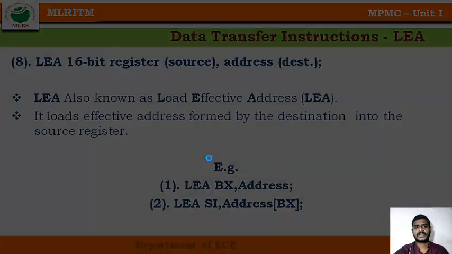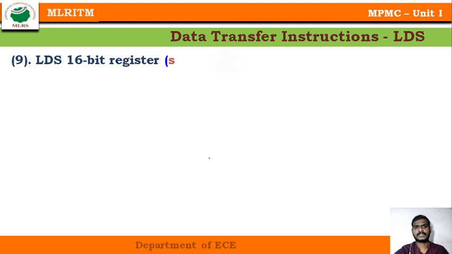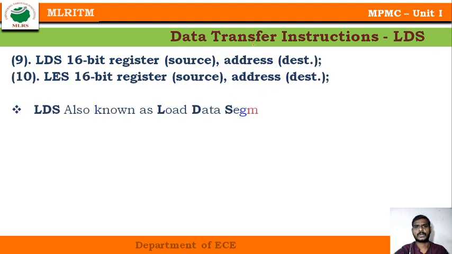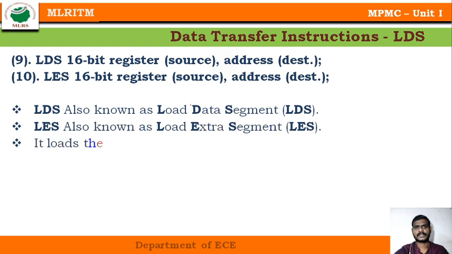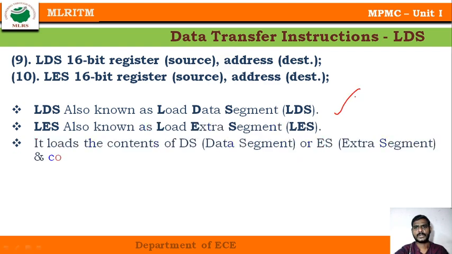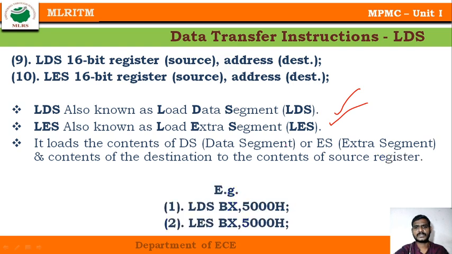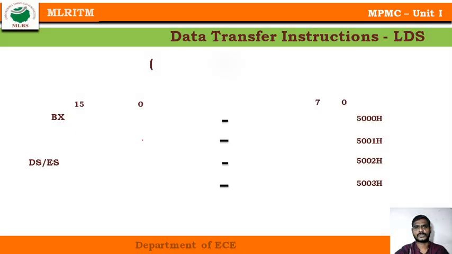Then we have the LEA instruction, which is load effective address, along with load data segment and load extra segment. These are the different instructions which load 16-bit data into registers or memory locations. When I want to load an immediate 16-bit value, these kinds of instructions are used.